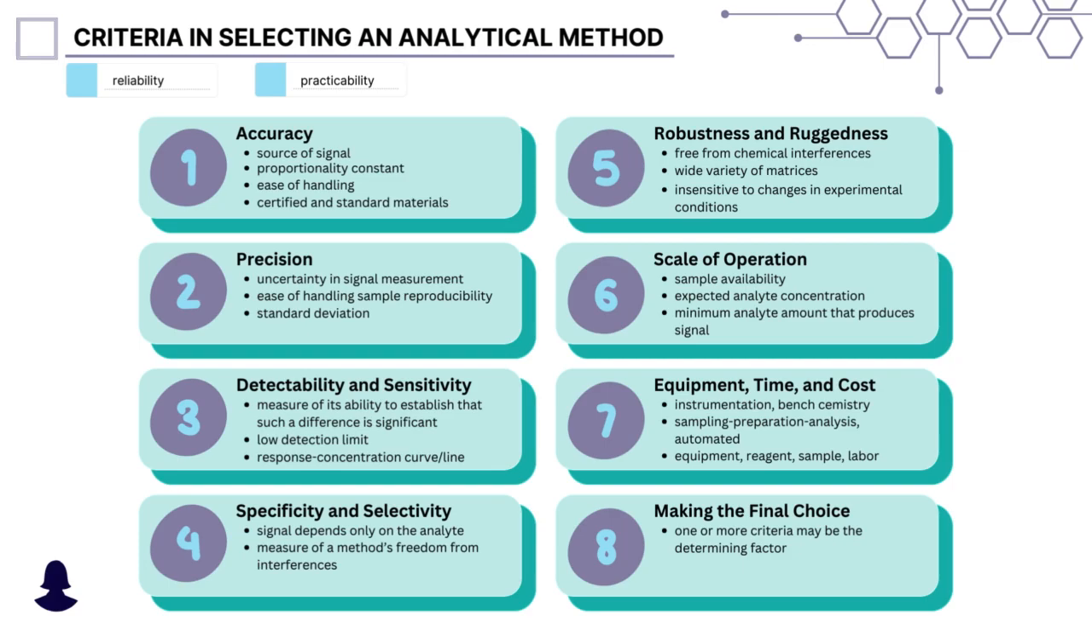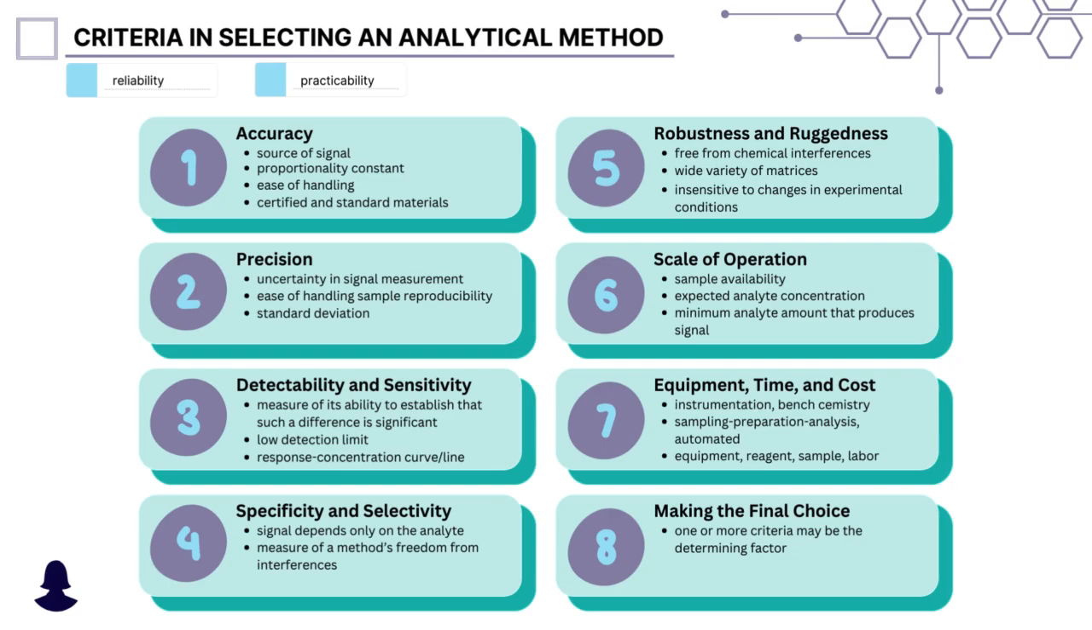Moving on to the next, we have detectability and sensitivity. Detectability is defined as the minimum concentration of analyte that can be detected. On the other hand, sensitivity is the slope of the response concentration curve or line. If the slope is steep, the method has a high sensitivity, whereas a shallow slope indicates low sensitivity. When a narrow range of concentration is of interest, a high sensitivity is often desirable, while for a wide range of concentrations, low sensitive methods may be preferable.